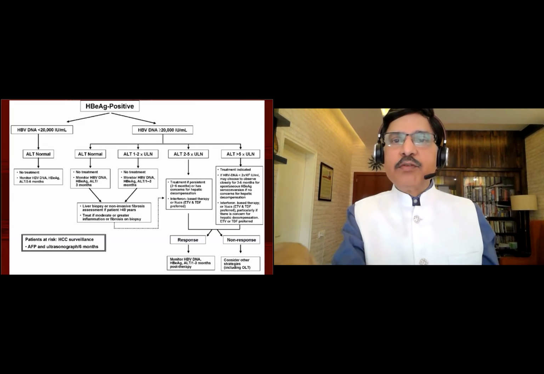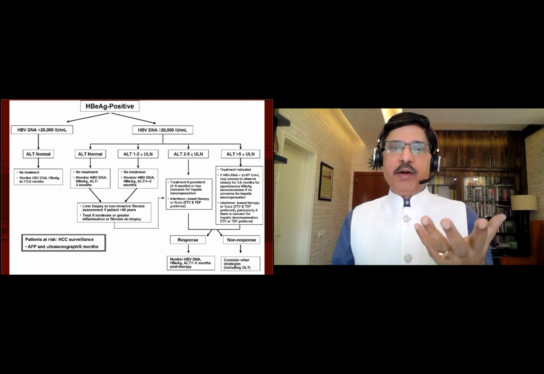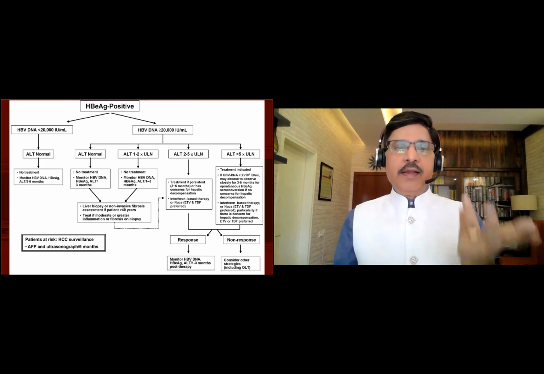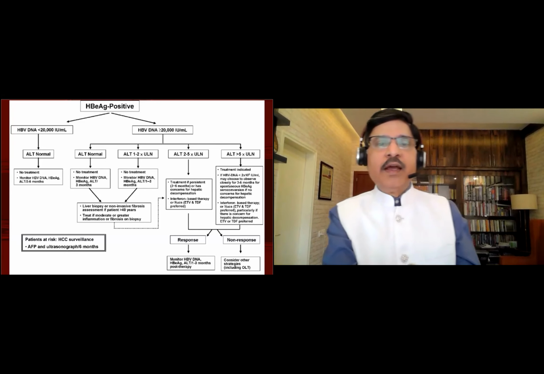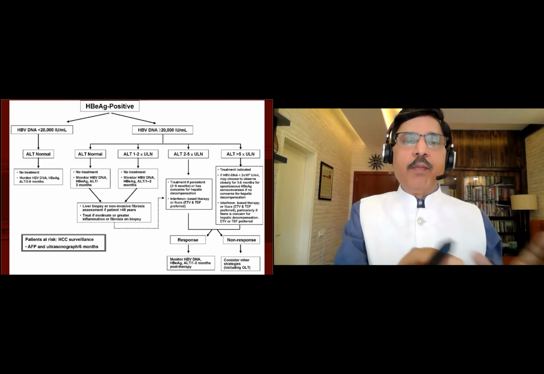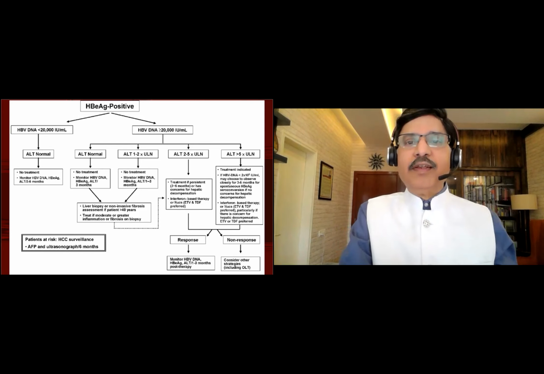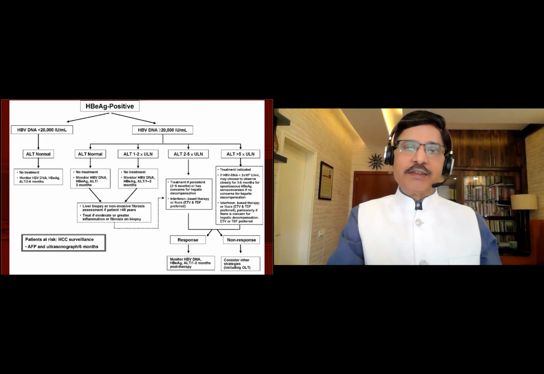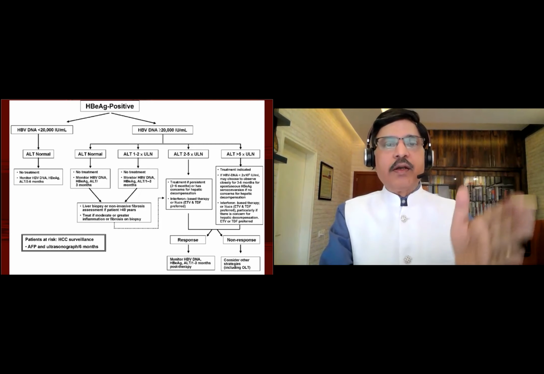Supposing he is more than 20,000, viral replication is occurring in larger numbers. Then what is the liver doing? Is it damaged? No, the liver is normal. Still, he is in a sort of compromise with the virus. Such a person is called immune active disease. Active because the viral multiplication is there, but still immune because the virus has not taken over the liver.